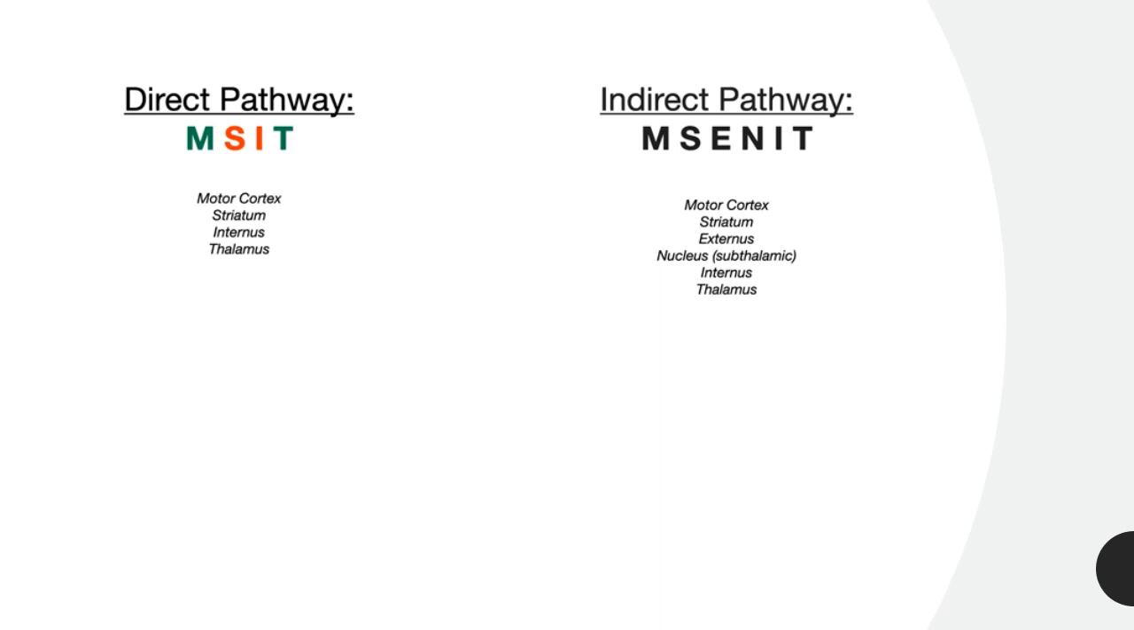So you see direct on the left, and now look at indirect on the right. So the M, the S, the I, and the T, it's the same, right? First and last is excitatory. The two middle parts, the S and the I, are inhibitory. The only difference now is in the indirect pathway. In the indirect pathway, just memorize that the first part, the E, that's inhibitory, and the second part, the N, that's excitatory.